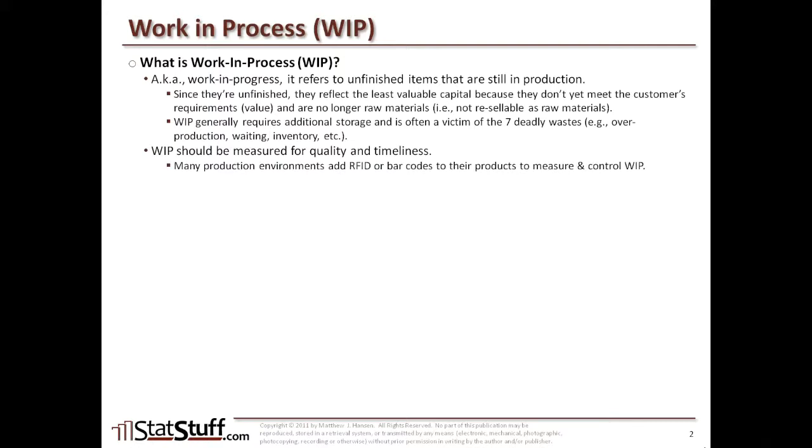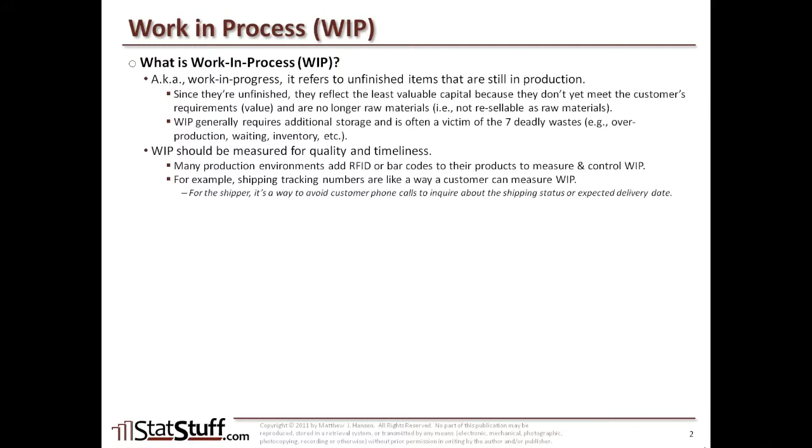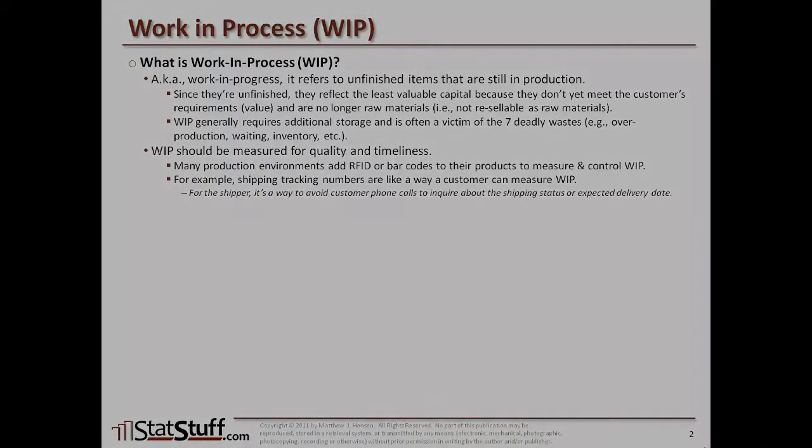And there are many different production environments that use, for example, barcodes or RFID chips in their products to help measure and control WIP. Now, as an example, you might see tracking numbers that are used for shipping. Well, in this way, it's helpful for the customer because now they can measure WIP. But in the same way, it's a way for the shipper to avoid customer phone calls inquiring about the shipping status or the expected delivery date.